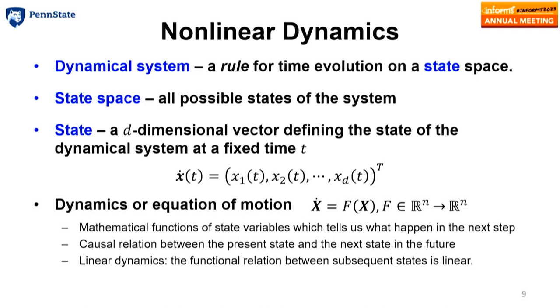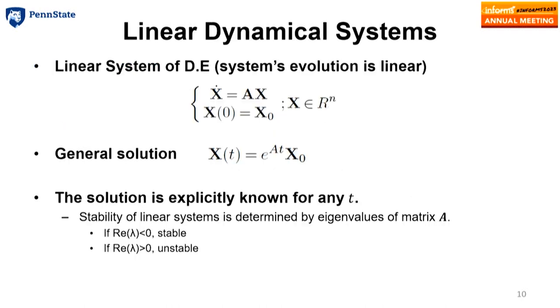The dynamics, or equation of motion, is x dot equals f(x). f is the mapping function, a mathematical function of the state variable, which tells us what is going to happen in the next step. So dynamics describe the causal relation between the present state and the next state in the future. In linear dynamics, the functional relationship between subsequent states is linear. So this is a linear dynamic system, and the system's evolution is linear.